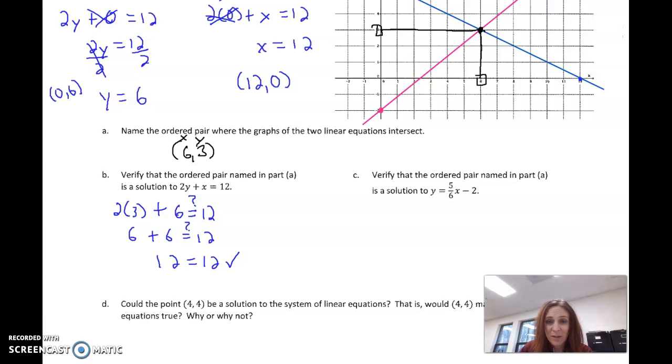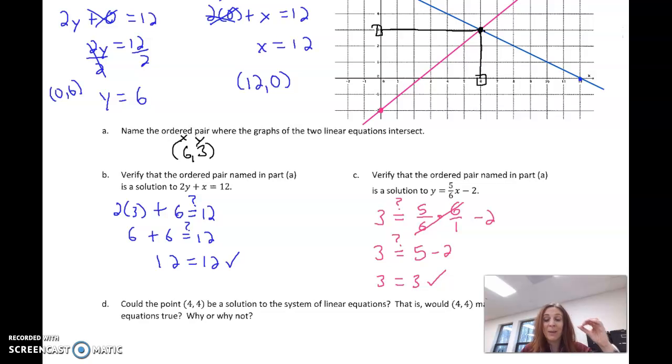Try the other one. Does y, so does 3 equal 5/6 times my x value, which is 6, so I'm going to write it as 6 over 1, minus 2? Well, those 6's cancel out to be 1's, and I have 5 over 1, which is just 5, minus 2. Does 3 equal 5 minus 2? Yes. So you see how that ordered pair makes both of them true statements.